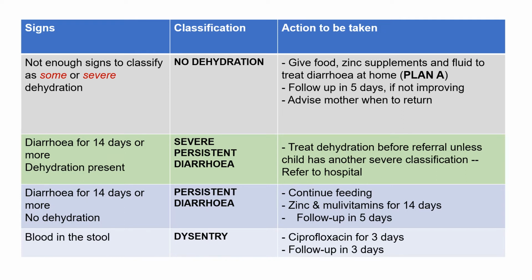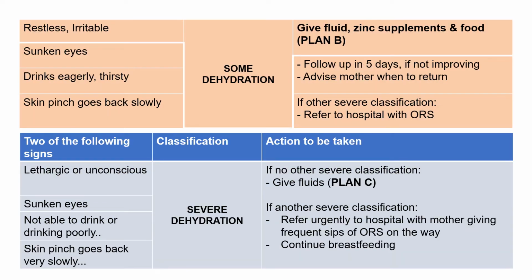But if there is no dehydration but diarrhea is there for 14 days or more, you have to classify under persistent diarrhea. But if there are not enough signs to classify as some or severe dehydration, the classification would fall under no dehydration. If there is blood in the stool, it will fall under dysentery. And if the child is restless, irritable, has sunken eyes, drinks eagerly, is thirsty, the skin pinch goes back slowly, you have to categorize the child as suffering from some dehydration. And then you have to mention the plan B and elaborate it.